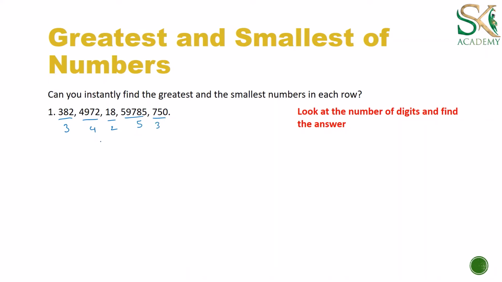Now, to see the highest: 18 is the smallest number, and the highest number is 59785, because this is the number with only 2 digits and this is the number with 5 digits. Okay, now let us go to the next sum.